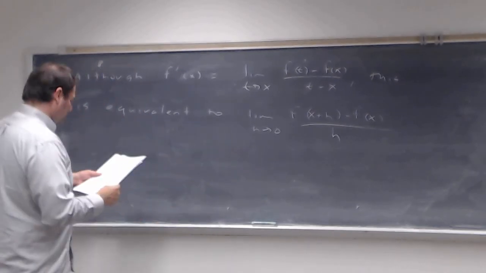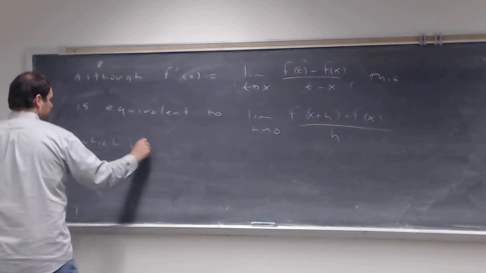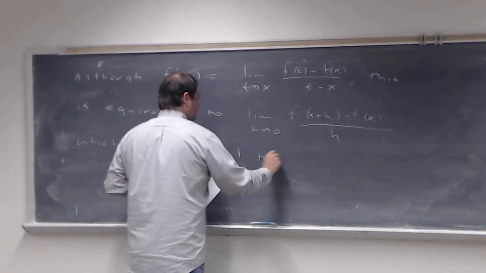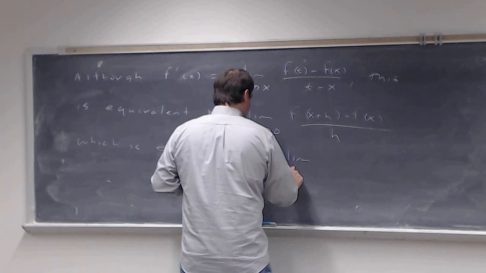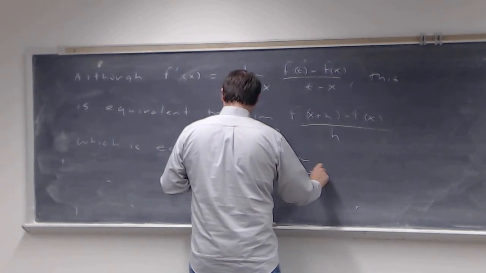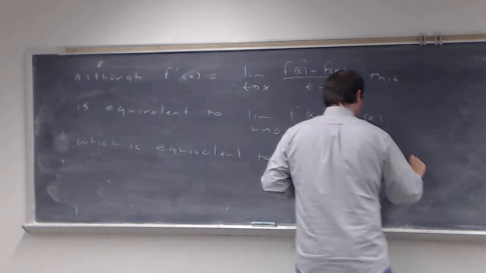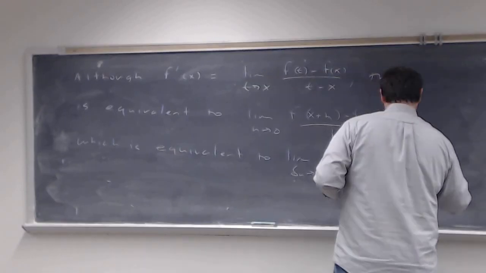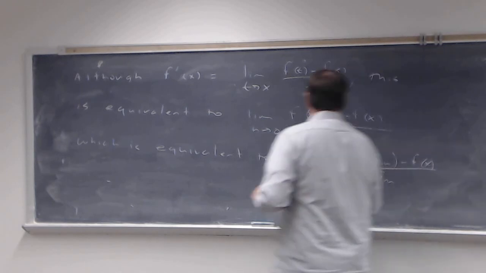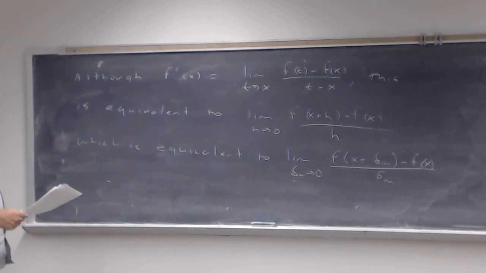That's equivalent. And that's going to be equivalent to, well, essentially the same. The limit as delta sub m goes to 0 of f of x plus delta sub m minus f of x all over delta sub m. Okay? This is the same. I'm just substituting in delta sub m for h.